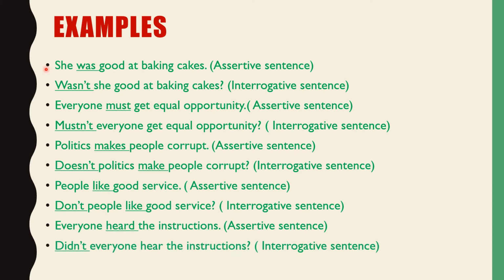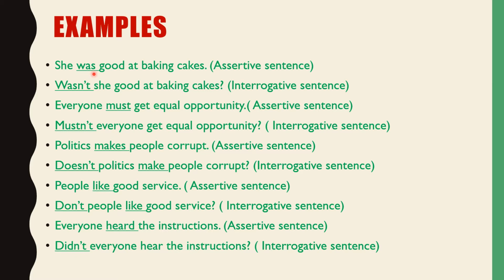The first example, she was good at baking cakes. This is an assertive sentence. We have to change it into the yes/no interrogative sentence. So how do we change it into the interrogative sentence? Here in this example, was is underlined. Now, was is the auxiliary verb.